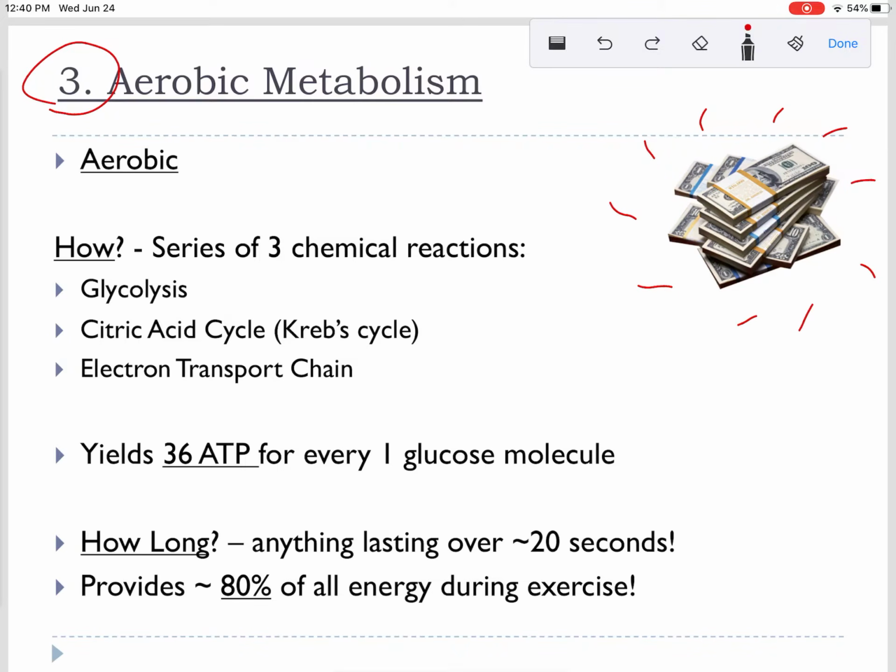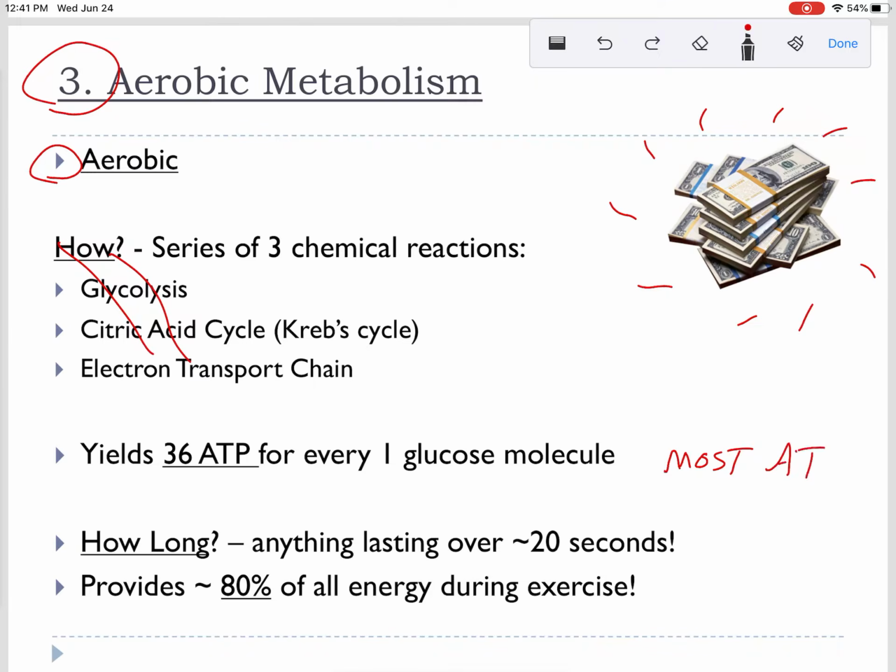Pardon me. This series of chemical reactions occur last, only after we've done the first two in order. This series of chemical reactions is aerobic. It requires oxygen. It does involve these things, but you don't have to know those. So don't worry about that for now.